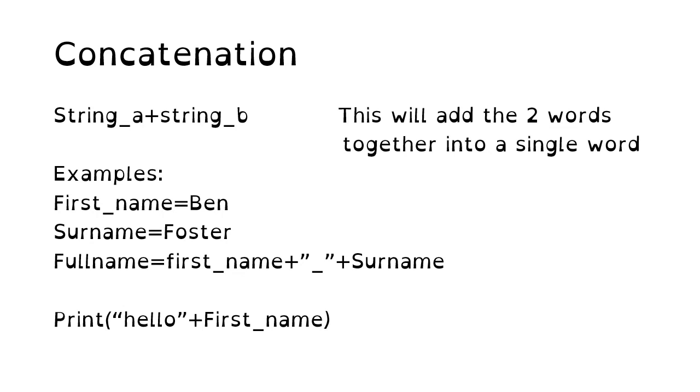We have this long complicated word, concatenation, which just means to add 2 words together into a single word. You can add multiple words, as I've done in the example, so we have the first name followed by the second name. We've put an underscore in between. So if we print the value of this, we'd get Ben_Foster.